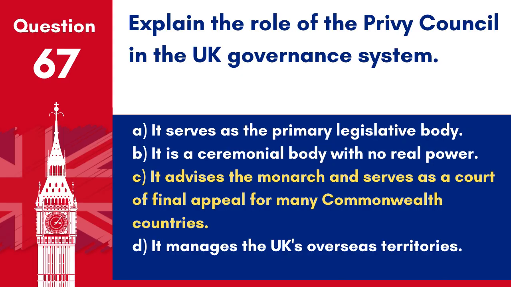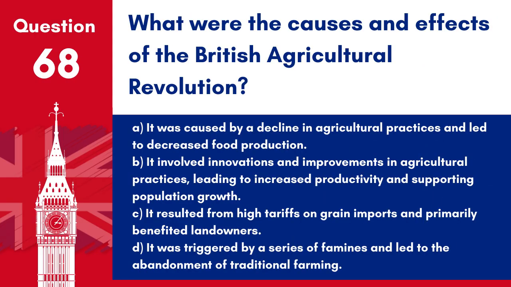Answer: C. It advises the monarch and serves as a court of final appeal for many Commonwealth countries. The Privy Council has various functions, including its judicial role as the highest court of appeal for several independent Commonwealth countries and some UK overseas territories. Question 68. What were the causes and effects of the British Agricultural Revolution?